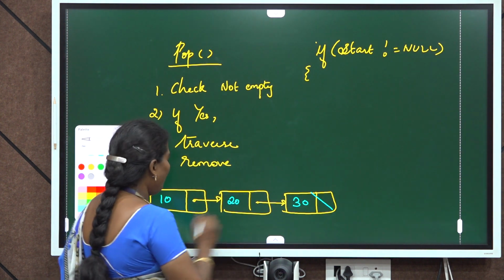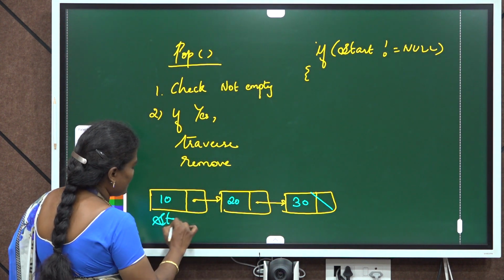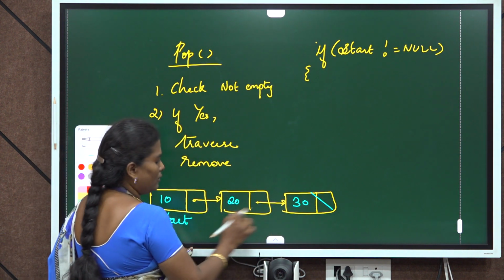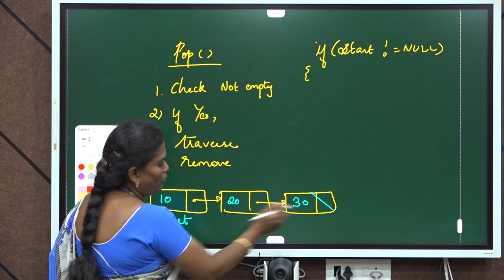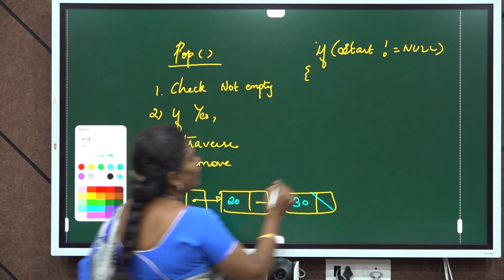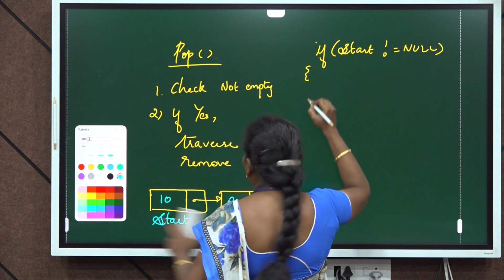So how are we going to remove it? We know we are at this specific node. We want to move until the element before. Before this we have to stop, and so we can delete this 30. In order to do this, we are going to go for traversing.